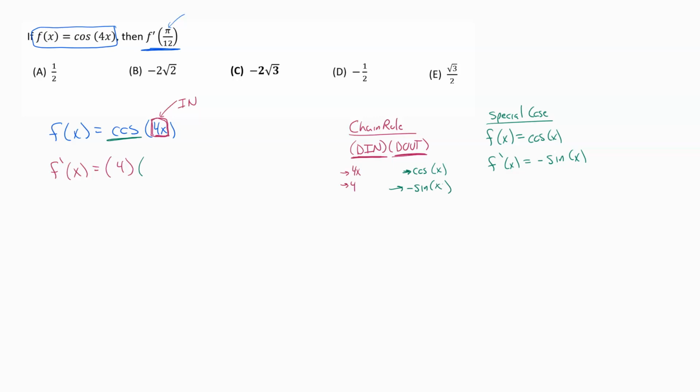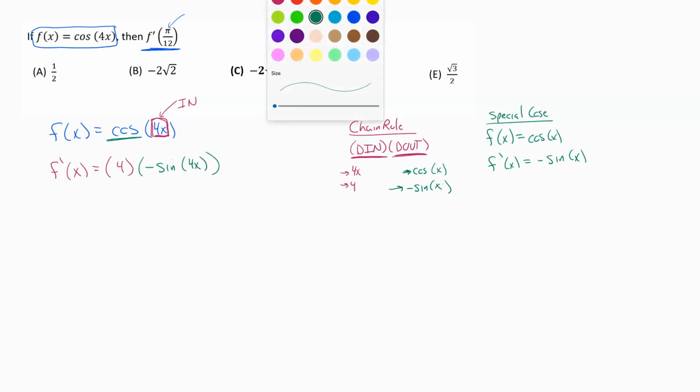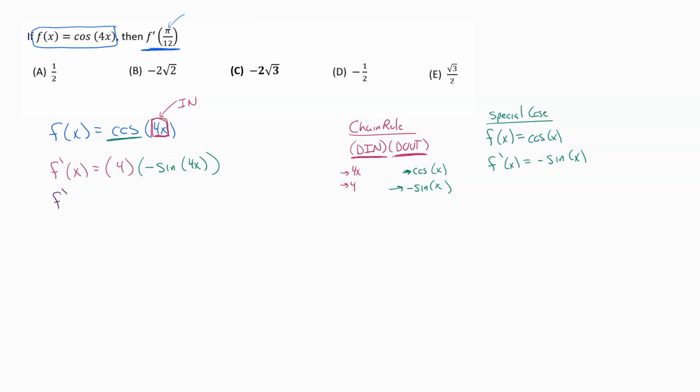So here I would get derivative of the outside, negative sine, and then I leave alone all the stuff that was inside there. So there's my d in and my d out. And again, whenever I've got to go do more work, I try to simplify it as best I can. Remember that's a negative 1 in front of that sine. So 4 times negative 1 would get me negative 4, and then the sine of 4x.